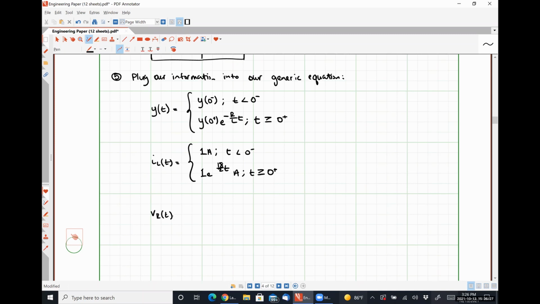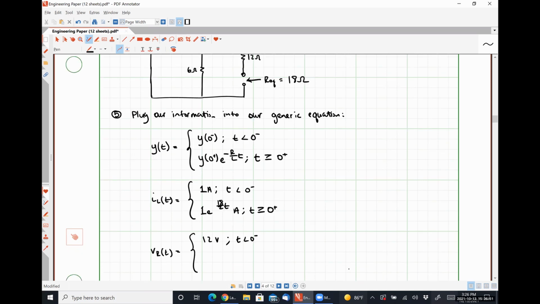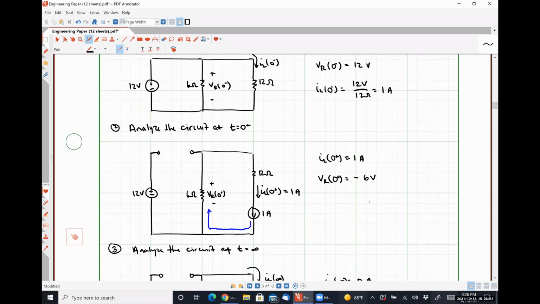VR of t. So what was the voltage drop over the resistor at t is equal to 0 minus? What was the voltage drop over the resistor at t is equal to 0 plus? No, at 0 plus, it was just negative 6 volts, right? Look at what we did. At 0 plus, we just have negative 6 volts.